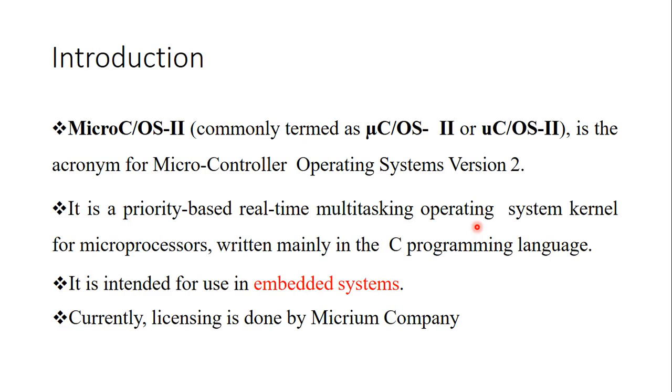For the introduction, Micro C OS stands for Microcontroller Operating System, and it is a priority-based real-time scheduling policy, mainly written in the C programming language. It is intended for use in embedded systems, and most of the embedded systems available in the market are using this OS. Currently, the licensing of this OS is done by the Micrium company. It is basically the owner of this OS, and all the rights have been given by them. So if you have to purchase this, you have to contact them.